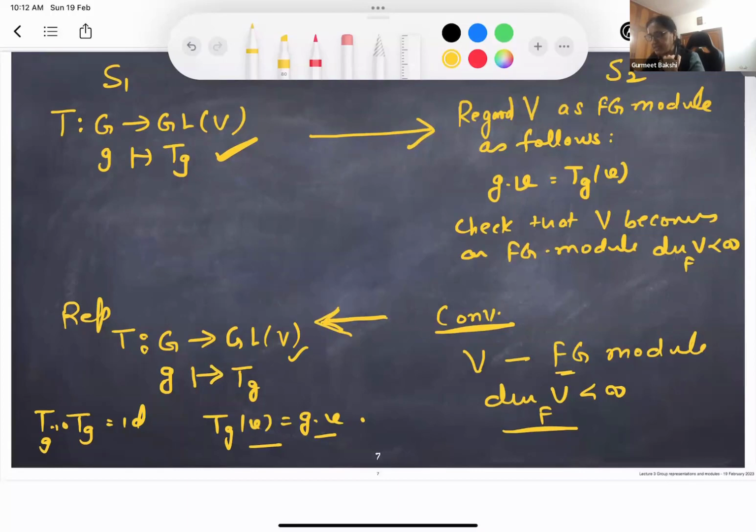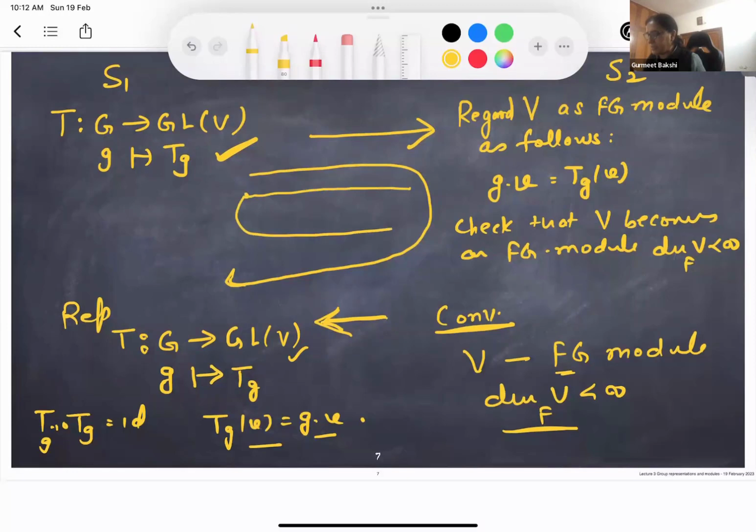And now you can check the composition from both sides. If I start from here, T, I go to V and then come back, I will come back to the same place. It is identity. And if you start from here, come here and then go here, you will get the identity of S2. So these two maps are inverses of each other, and therefore there is a bijective correspondence between representations and FG modules which are of finite dimension over F.